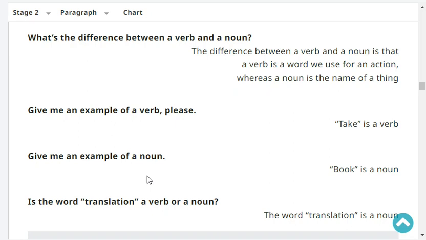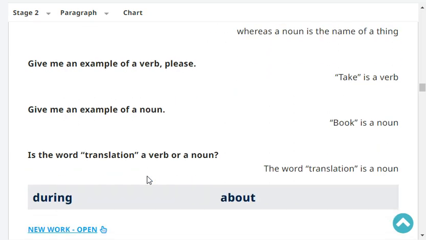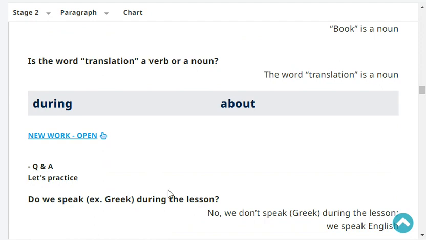A book is a noun. Very good. Is the word translation a verb or a noun? The word translation is a noun.